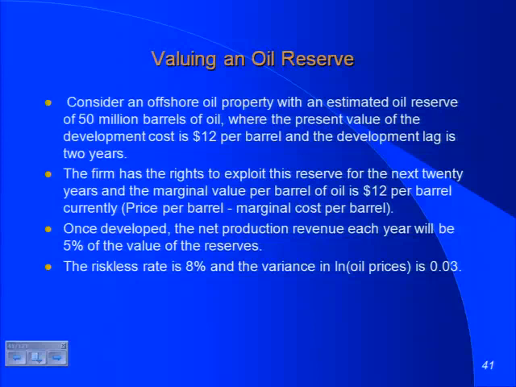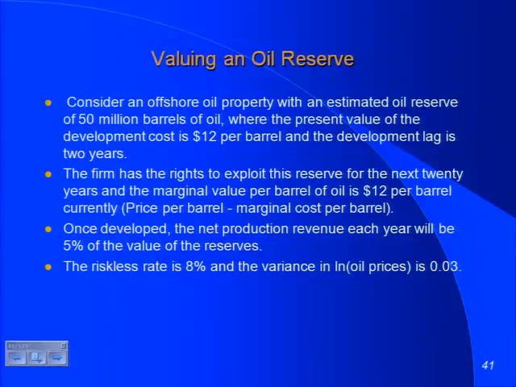But here's the catch. It'll take you 2 years before you can get the oil out of the ground. So there's a development lag of 2 years. So you spend the $600 million today to develop these reserves. You have to wait 2 years to see the $600 million of oil come out of the ground. So in present value terms, you can already see that's going to affect whether you exercise this option.